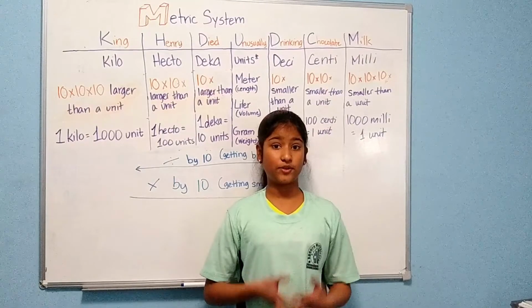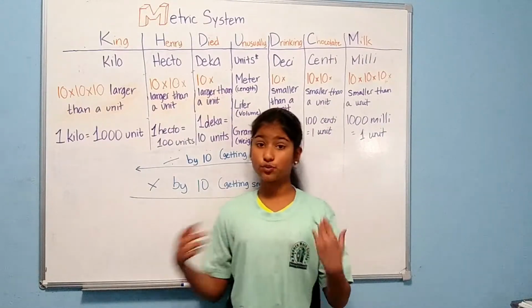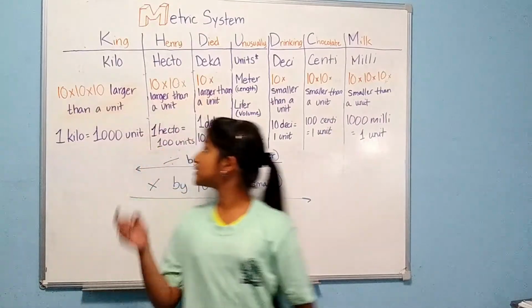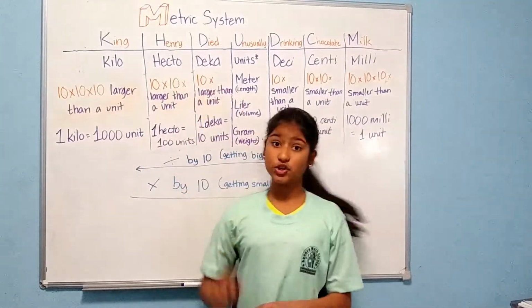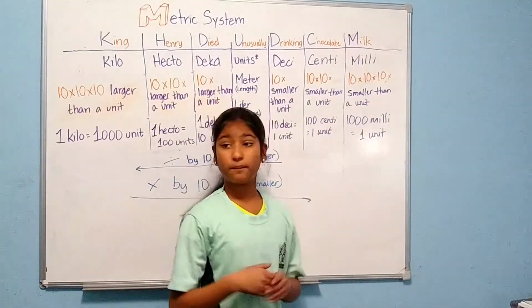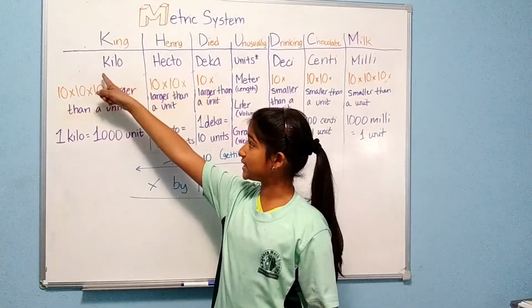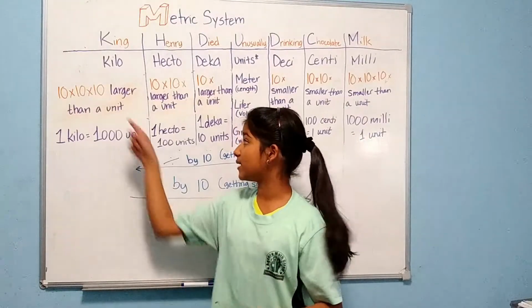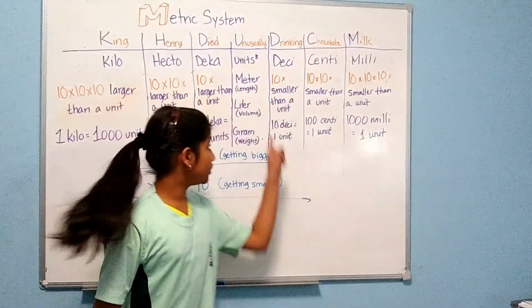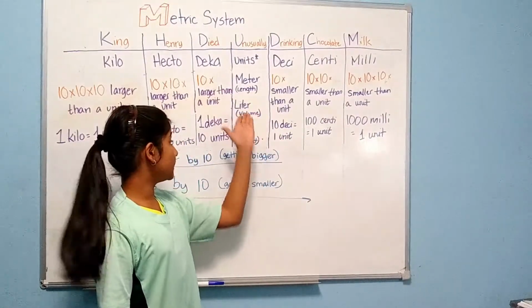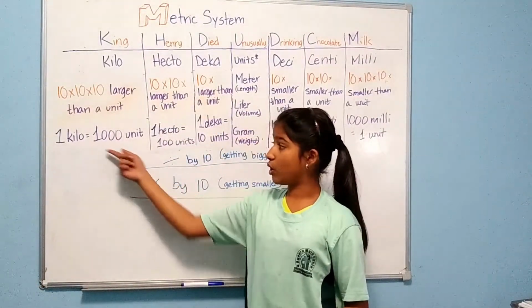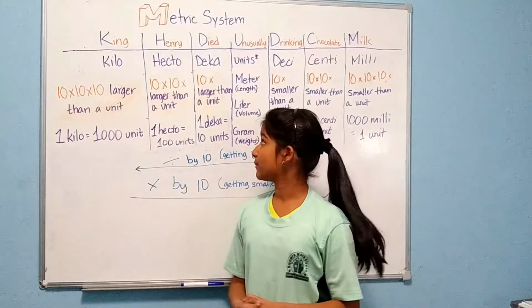So now let's learn about the metric system. To learn about this, we're going to be using the metric conversion table, which is this. This stands for King Henry died unusually drinking chocolate milk. So King stands for kilo, and it means that it's 10 times 10 times 10 times larger than a unit. And a unit is just a meter, a liter, or a gram. So it's the base. And 1 kilo is 1,000 units.